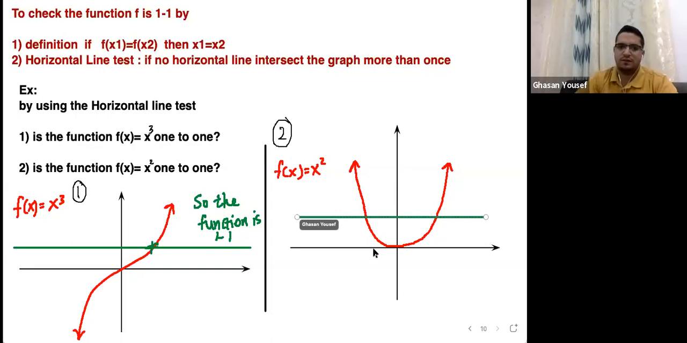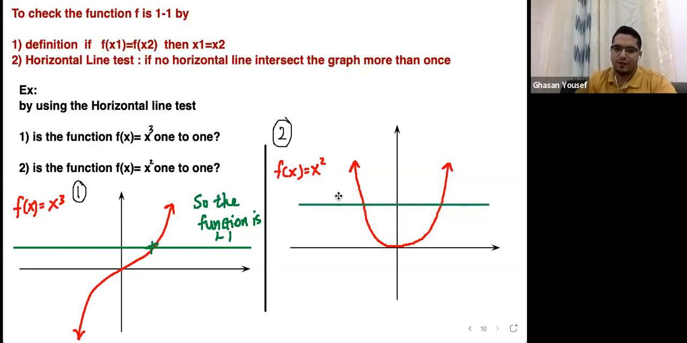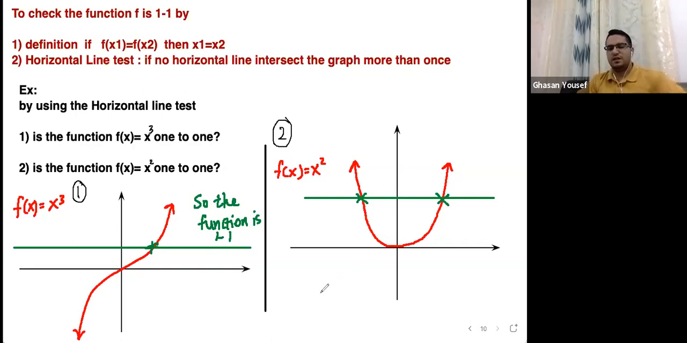This is the first point, and this is my second point. Same thing here. If we move it up, they will intersect at 2 points. At every point in the domain, the line intersects the curve at 2 points. So because the line intersects the curve at 2 points, this means the function is not one-to-one.